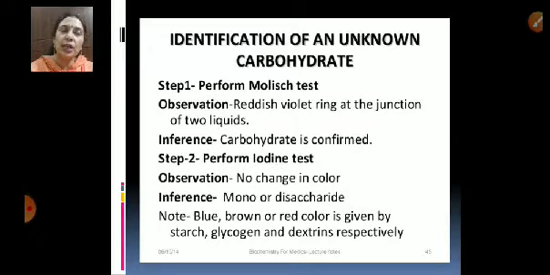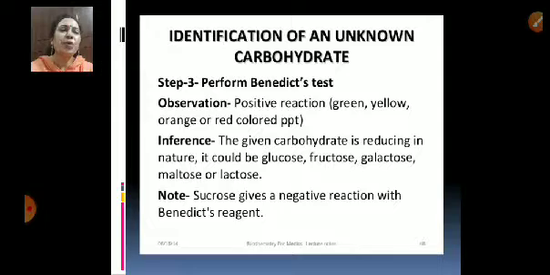If there is no color change, the compound may be a mono or a disaccharide. But if the color changes to blue or red, then it is a polysaccharide. Blue color is obtained with starch and red color is obtained with glycogen. If there is no color change after adding iodine to the solution, then the compound is either a monosaccharide or a disaccharide. Then the third test that we perform is Benedict's test.